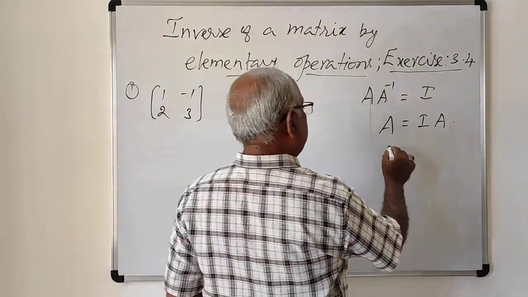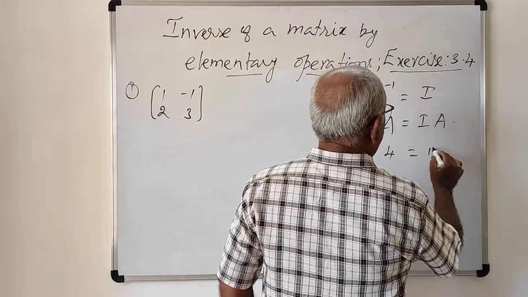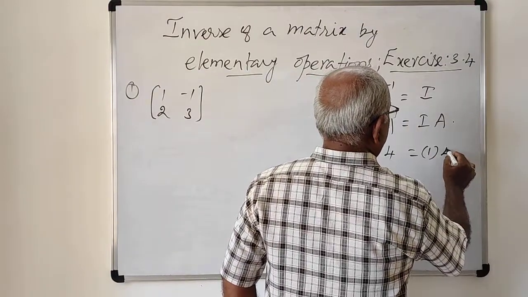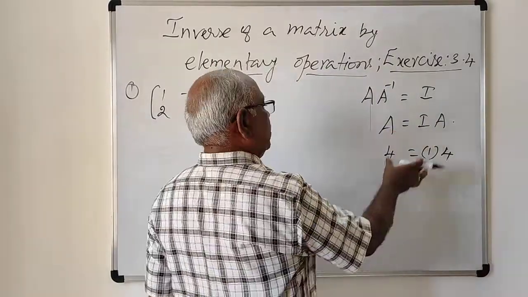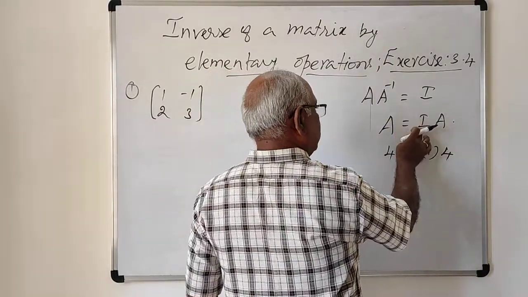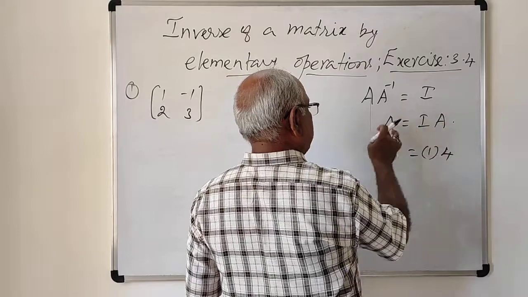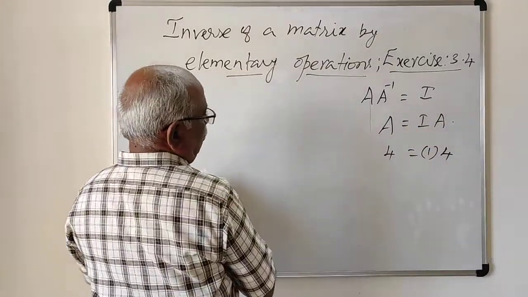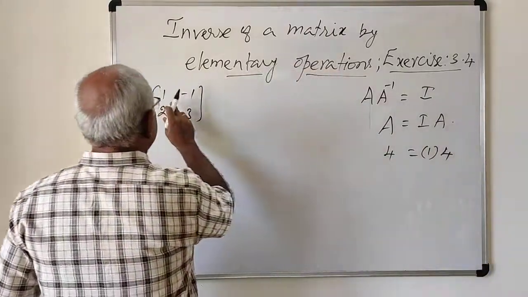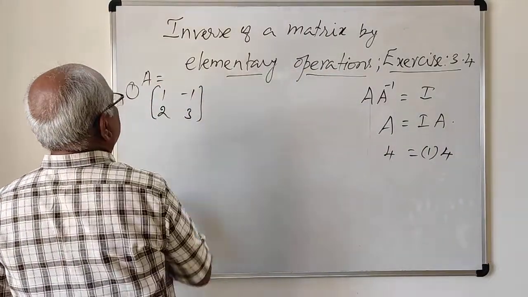Any number multiplied by the multiplicative identity, you will get the same number. 1 into 4 is 4. Like that, in matrix multiplication, the identity matrix with some other matrix gives you the same matrix. So using this idea, we are going to solve this problem. Okay, consider this matrix A.